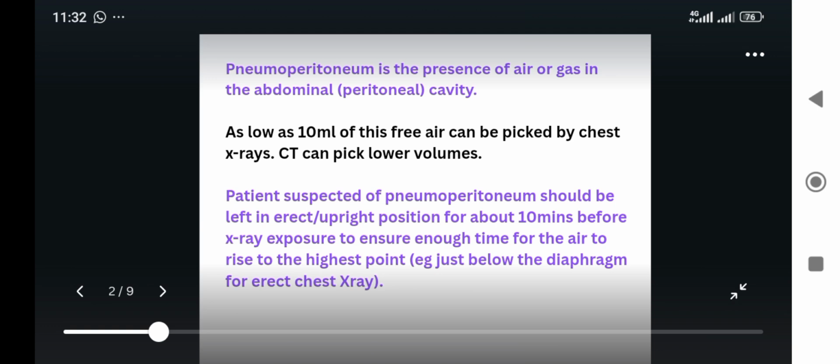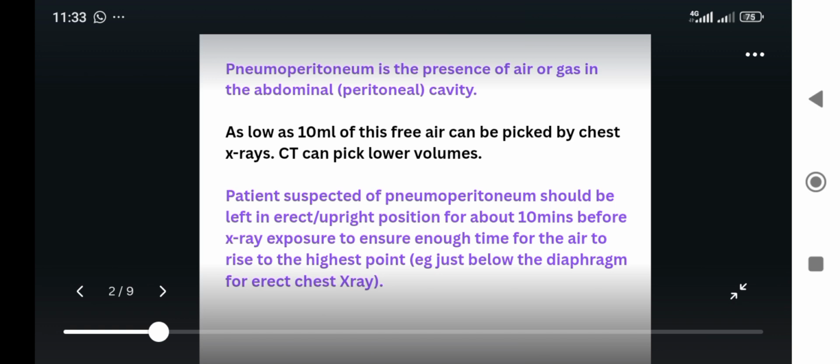Now, this air can be detected with chest X-ray. In fact, as low as 10 ml of free air can be seen in chest X-ray. For lower volumes of air, CT is more sensitive in picking those volumes to be visible for a diagnosis to be made.